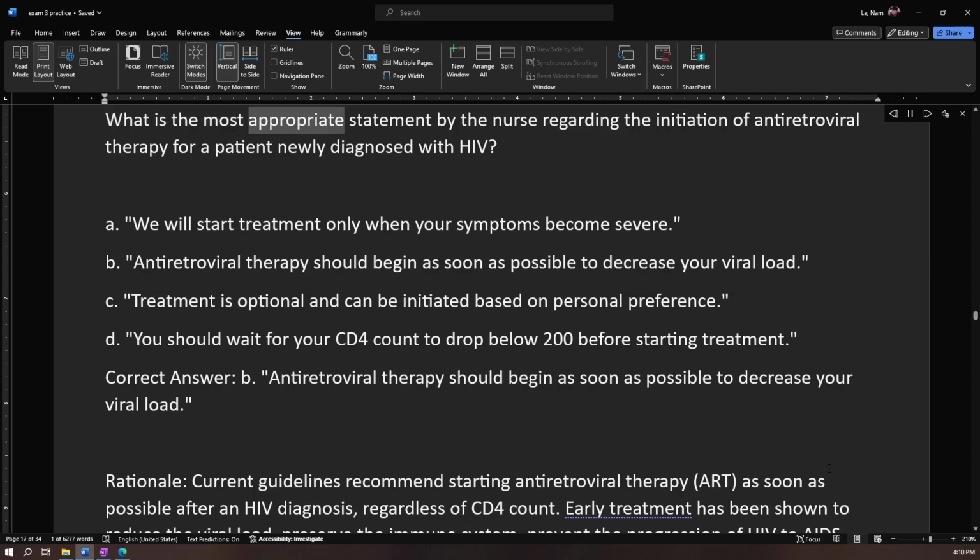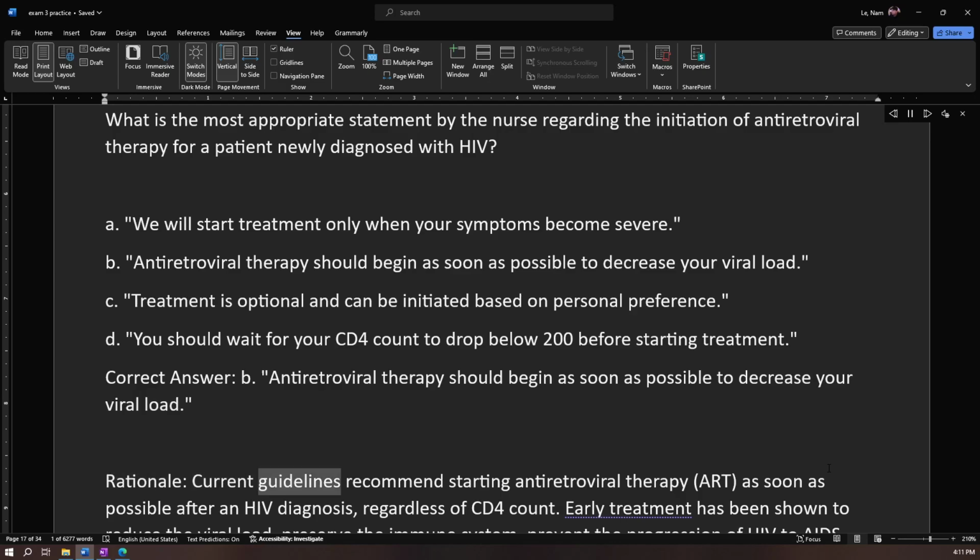What is the most appropriate statement by the nurse regarding the initiation of antiretroviral therapy for a patient newly diagnosed with HIV? A. We will start treatment only when your symptoms become severe. B. Antiretroviral therapy should begin as soon as possible to decrease your viral load. C. Treatment is optional and can be initiated based on personal preference. D. You should wait for your CD4 count to drop below 200 before starting treatment. Correct answer: B. Antiretroviral therapy should begin as soon as possible to decrease your viral load.